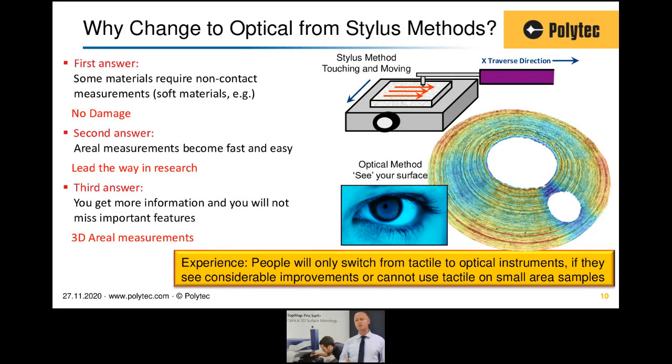And one of the reasons it's becoming dominant is you see your surface. You get more information. So this leads us to the third answer. And the third answer is it's this human eye interaction. We look at the surface, we see the surface, we can see the lay of the machining marks, we can see scratches, we can see defects. We can do pattern recognition in a way that machines struggle to do. So to do work such as failure analysis, optical metrology in an areal measurement format gives us valuable feedback.